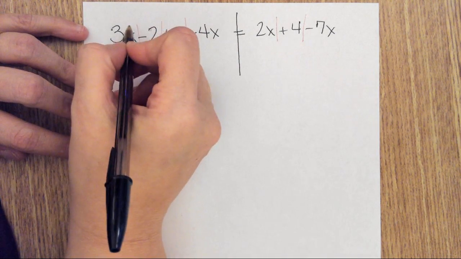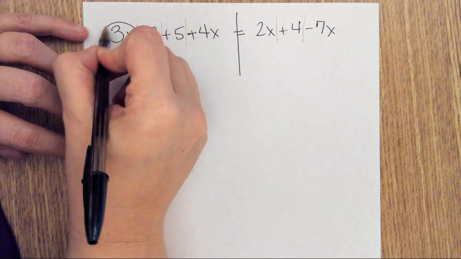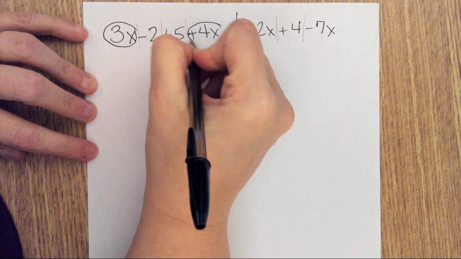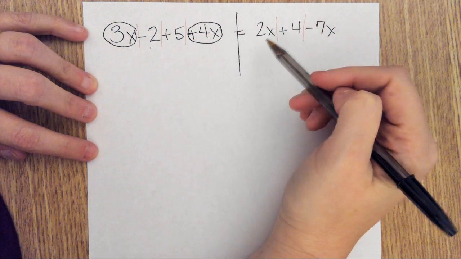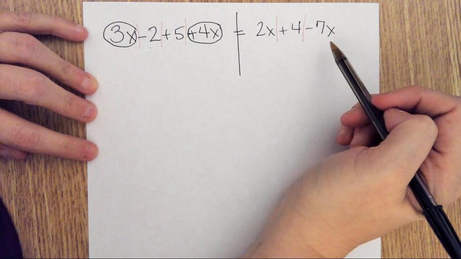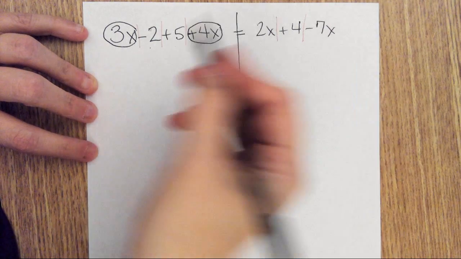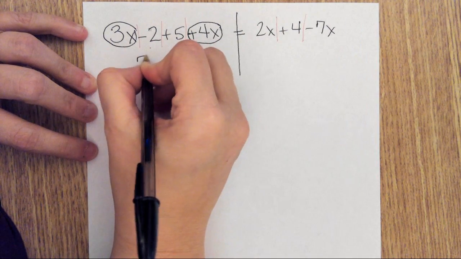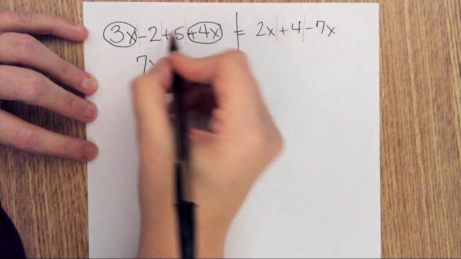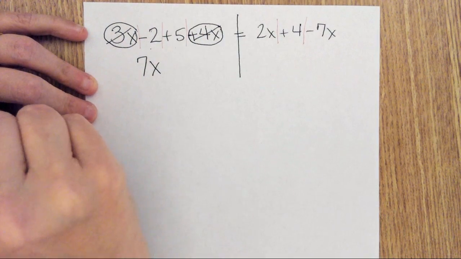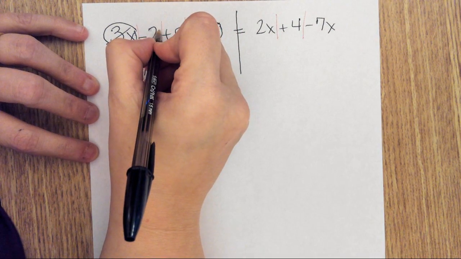Okay, so now let's take a look back at this problem. I'm going to start by identifying things that are the same. So I see a 3x here, and I see a 4x. But I can't go over here because I hit the wall. I can't go past the equal sign. So I have a 3x and a 4x. That makes 7x. Okay, I'm done with those, so I'm going to cross them off so I don't get confused and think I have to do something with them still.